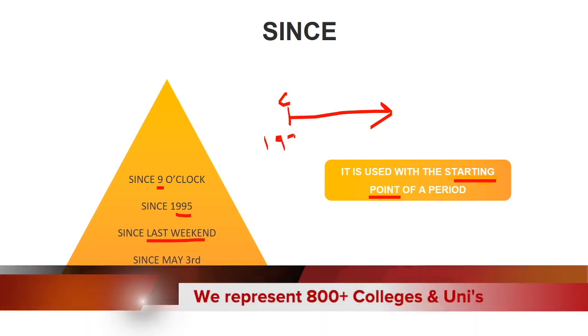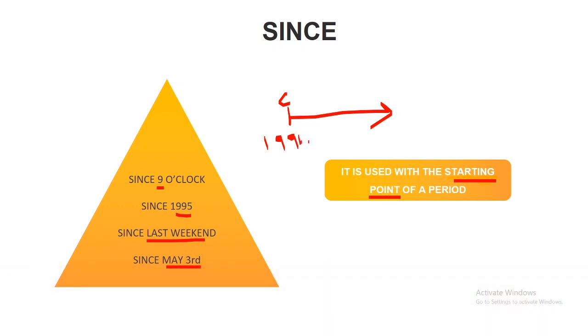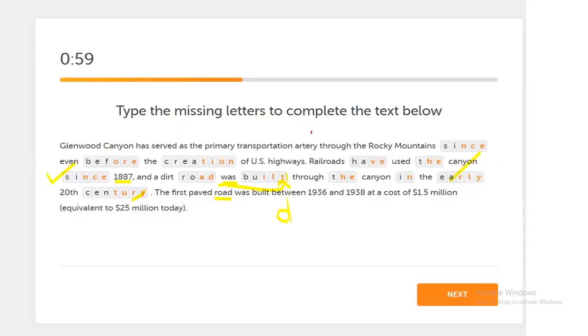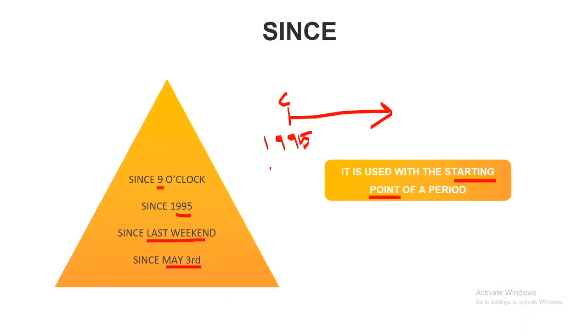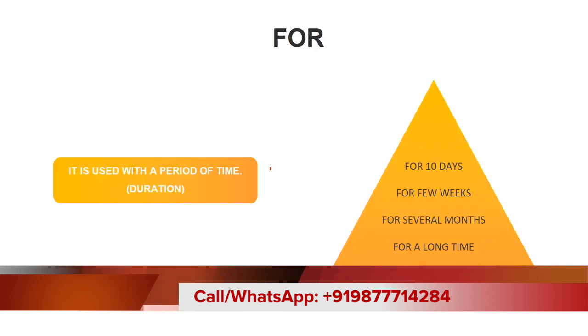Okay. So now let's go back to our previous slide and see how we have used since and where we have used it. So here we have used since 1887. All right. Since even before the creation of US. This is also since before the time. So what was the starting point? Before the creation of US highways. So since even before the creation of US highways, or since 1887, before both 1887 and the creation of US highways, since it's the starting point, we have used the word since.